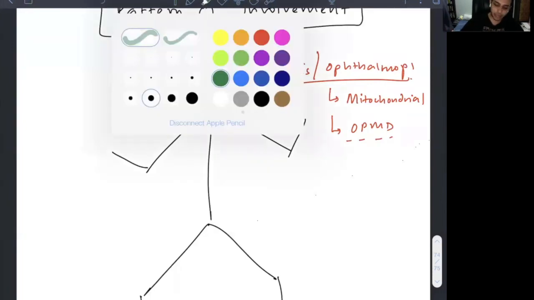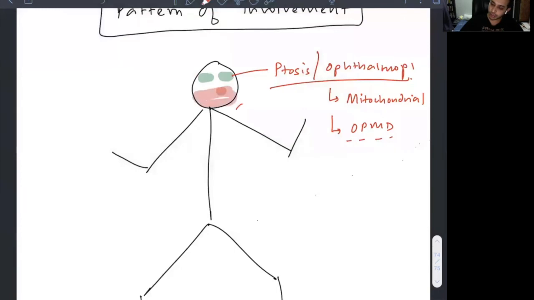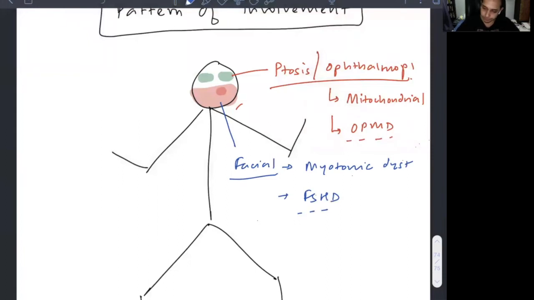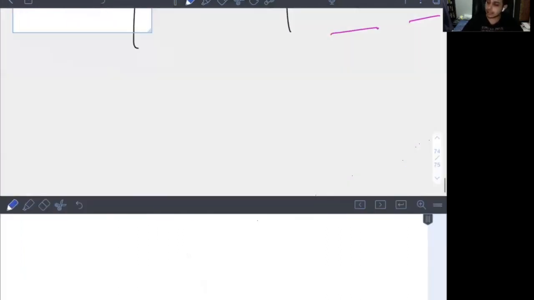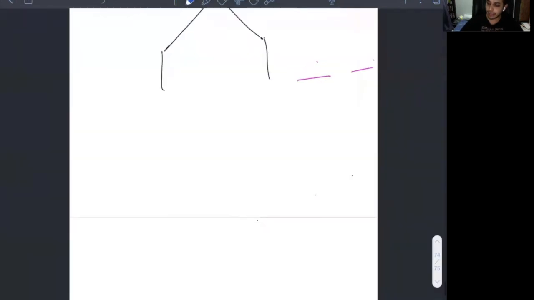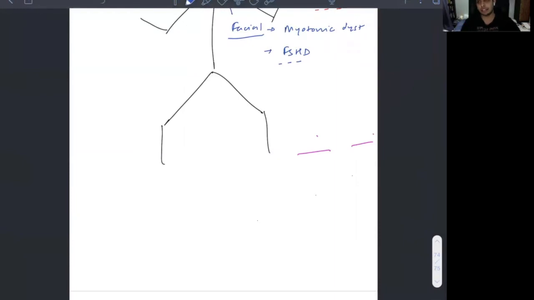And the other pattern of involvement is your facial involvement. So just your facial muscles being involved is seen in myotonic dystrophy, and again FSHD, because it is facioscapulohumeral dystrophy. Okay, so these are the patterns of involvement that can be there in a myopathy. You have to remember that the most common is a limb girdle type, which is proximal involvement of all four limbs.